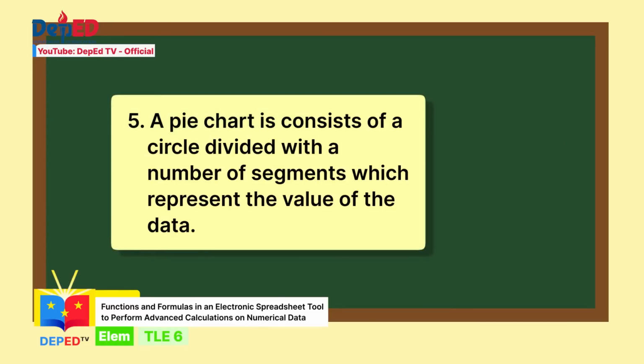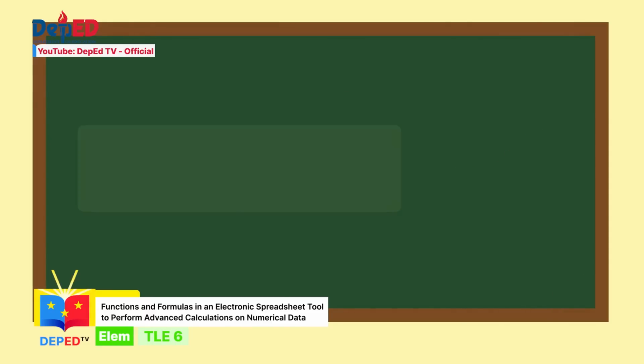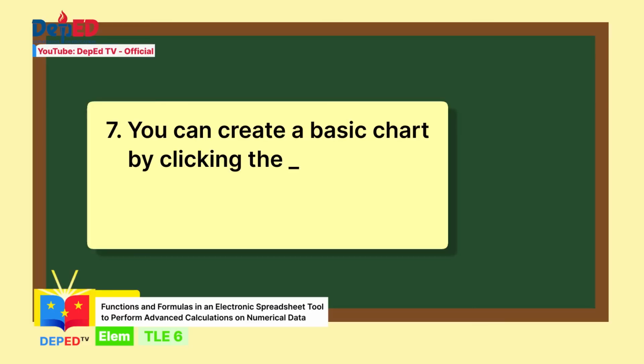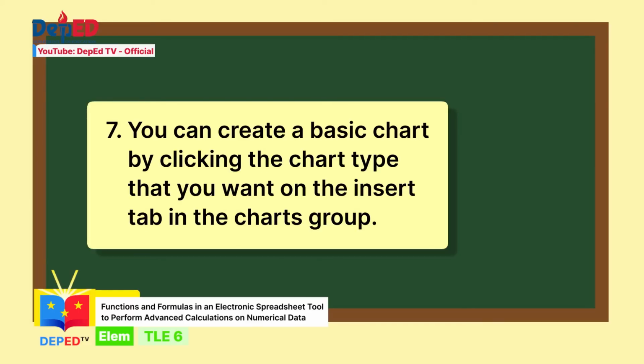Number 5. A pie chart consists of a circle divided with a number of segments which represent the value of the data. Check is the correct answer. Number 6. A bar graph uses bars to present values. Check is the correct answer. Number 7. Create a basic chart by clicking the chart type that you want on the Insert tab in the Charts group. Check is the correct answer.